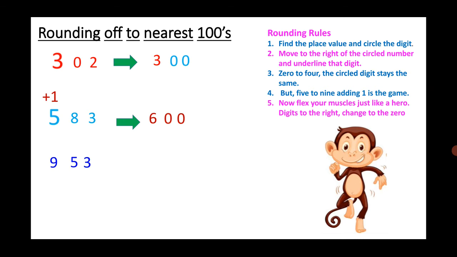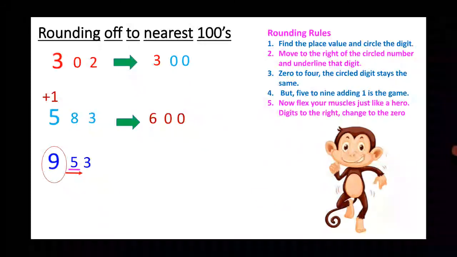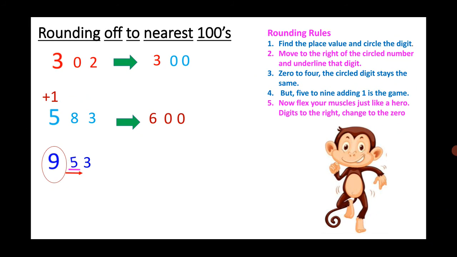Okay. Now next number I have 953. Now in the 100th place I have 9, and to the right of this 9 I have 5, and 5 is equal to 5. So what am I going to do? I am going to add one more to this 9. So what will my number become? It will become 10. In place of 9 we will write 10, and 5 will become 0, and this 3 also will become 0. So my number 953 has been rounded off to 1000.